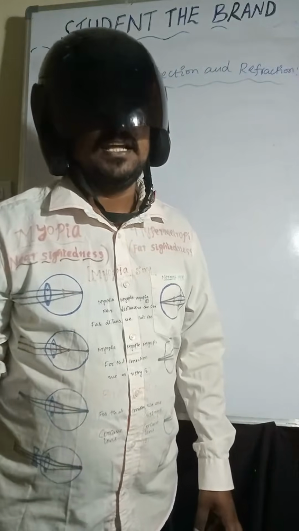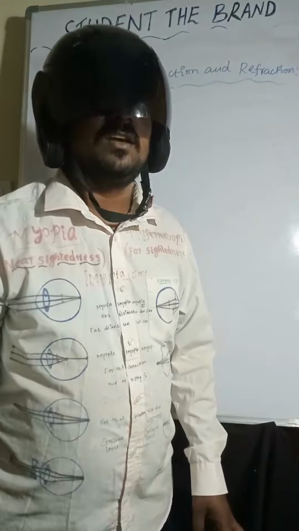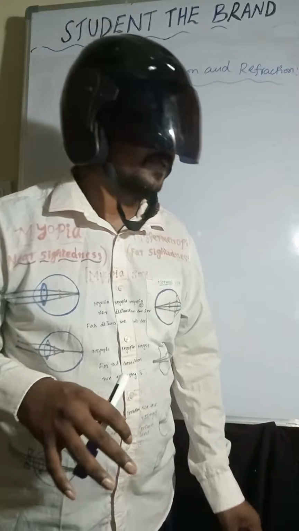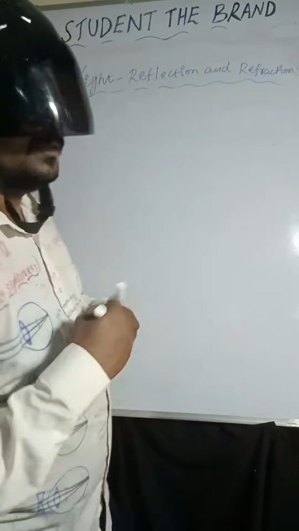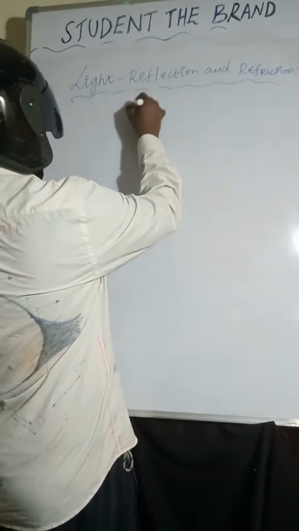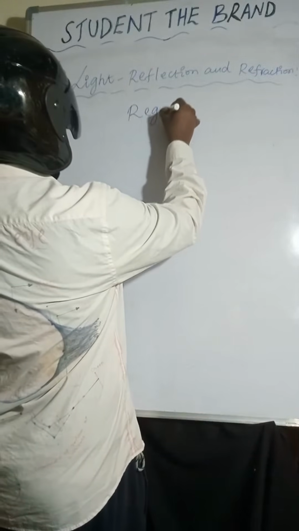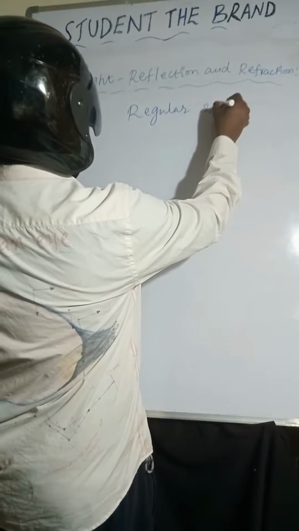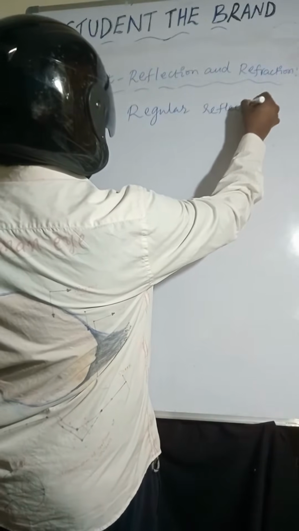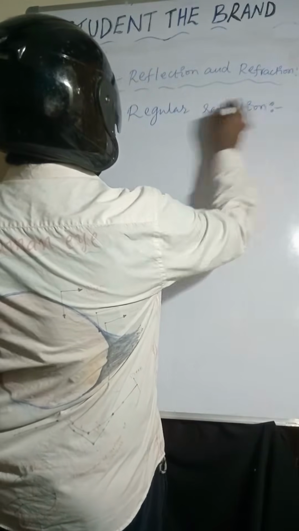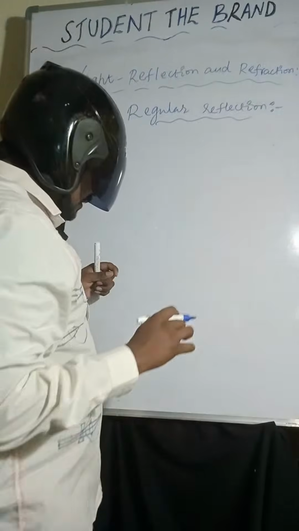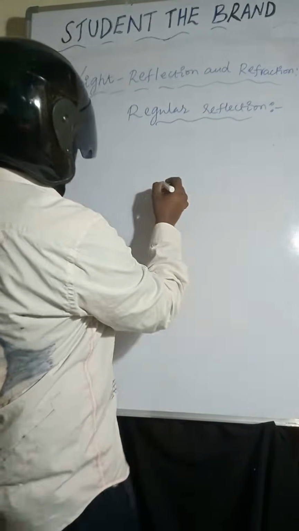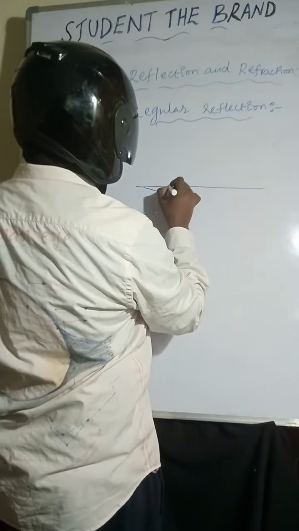Regular reflection takes place on a smooth surface. Irregular reflection takes place on a rough surface. Coming to regular reflection, I'm taking the smooth surface. So this is the smooth surface.